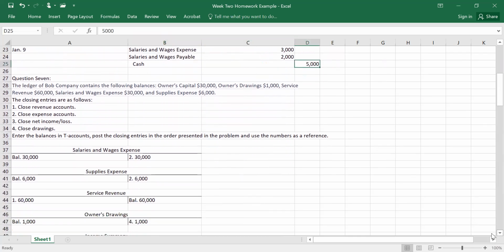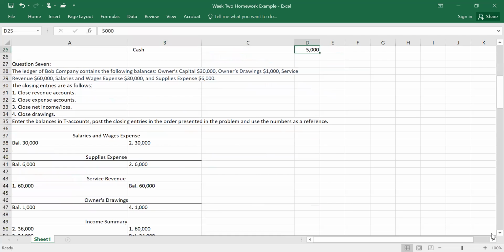Next question. The ledger of Bob Company contains the following balances. Owner's capital, $30,000. Owner's drawings, $1,000. Service revenue, $60,000. Salaries and wages expense, $30,000. Supplies expense, $6,000. Closing entries are as follows. Close revenue accounts, close expense accounts, close net income or loss, close drawings. We want to enter the balances in T accounts, post the closing entries in the order presented in the problem, and use the numbers as a reference.